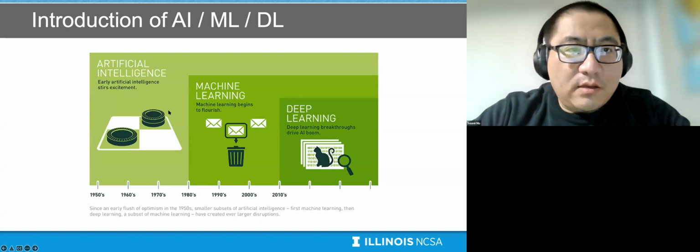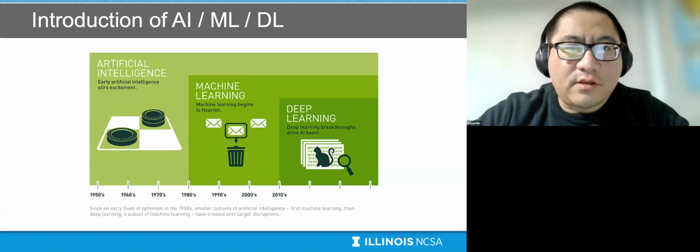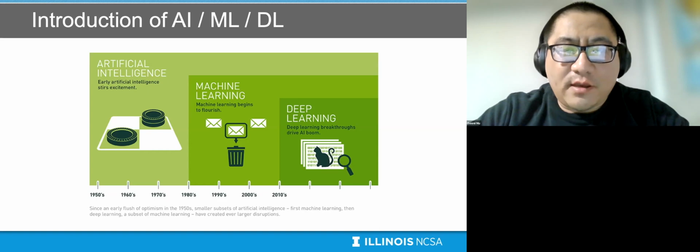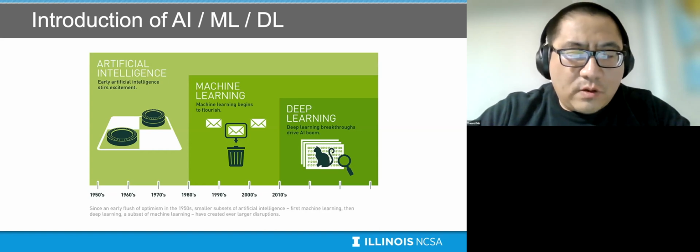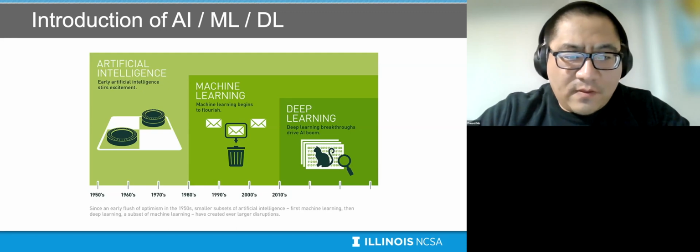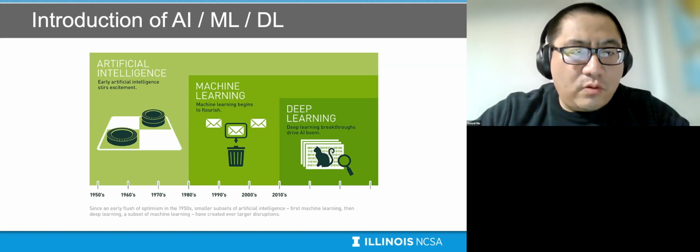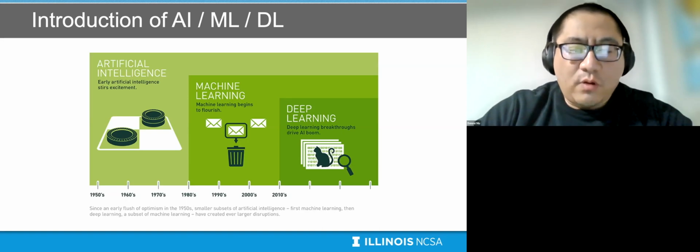So first is the introduction of AI, machine learning, and deep learning. Artificial intelligence is not a new concept. Actually, in the 1950s, there was already some discussion about how to make a machine that thinks like a man or does jobs that only a man can do.